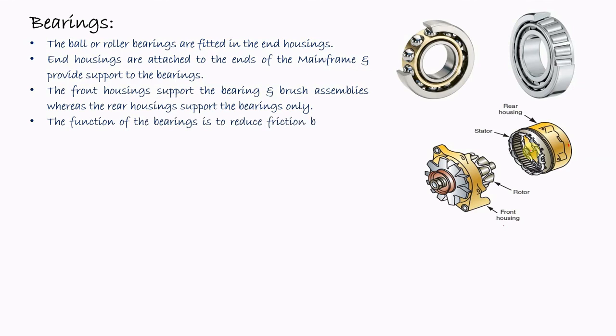The function of the bearing is to reduce the friction between the rotating and the stationary parts of the machine, because the stator, which is the outer part, is stationary, and the rotor, which is the inner part, is rotating. So there should not be any friction between the stationary part and the rotating part. And bearings basically ensure this.